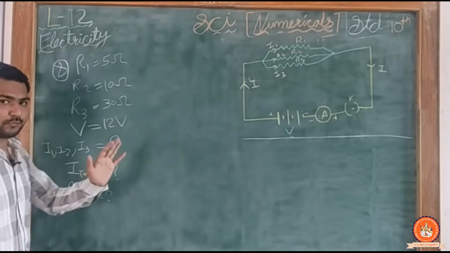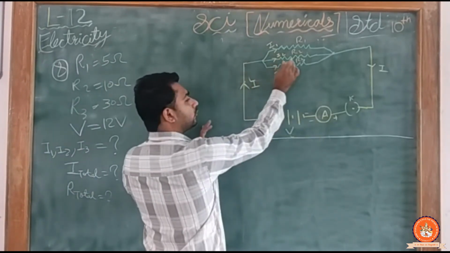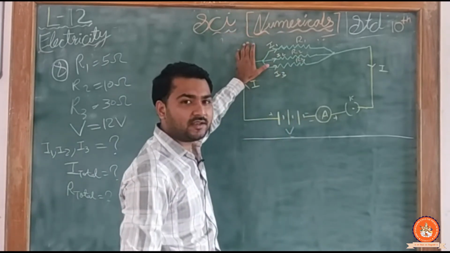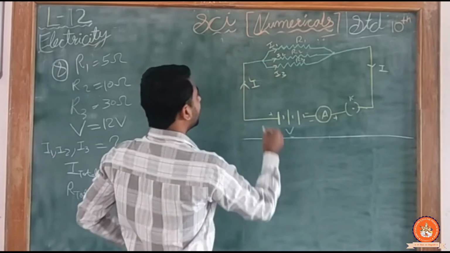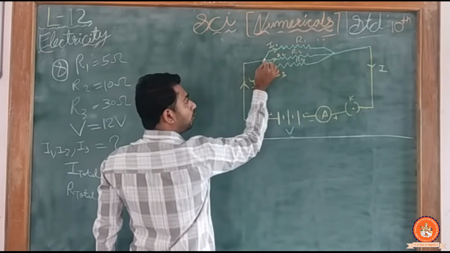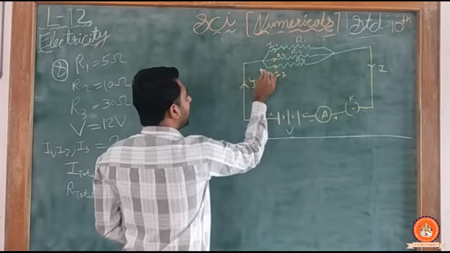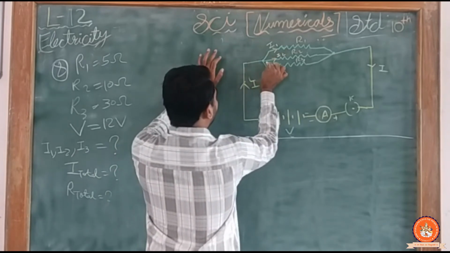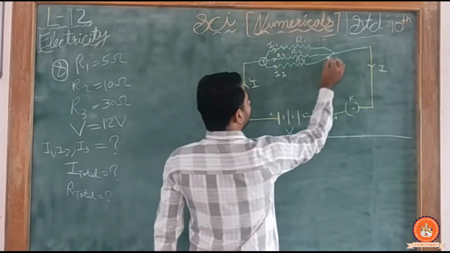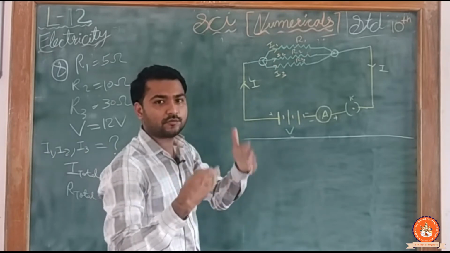Let me explain the circuit first of all. Here I have a 12 volt battery which is connected to 3 resistors. Now see, all the 3 resistors are connected in parallel. They have their own wire. This R1 resistor has its own wire, R2 has its own wire and R3 also has its own wire, and they are connected at the common point over here. Clear? Here also a common point.